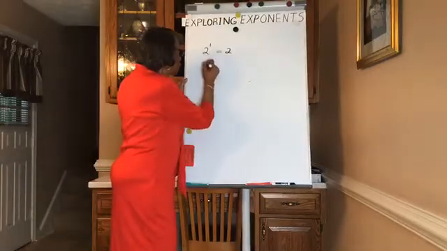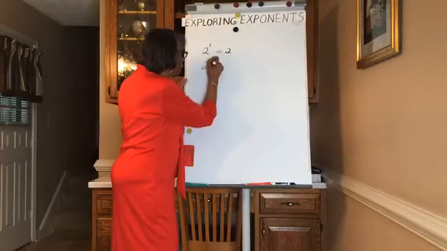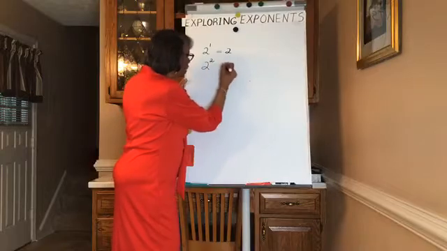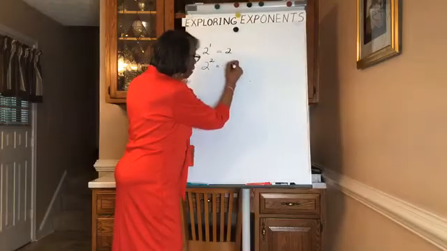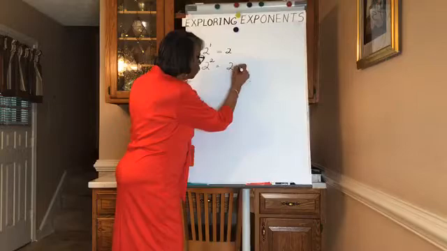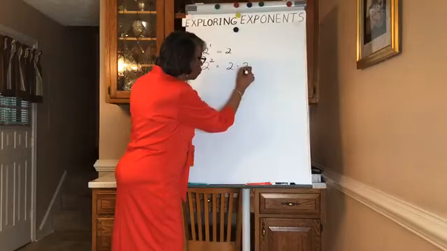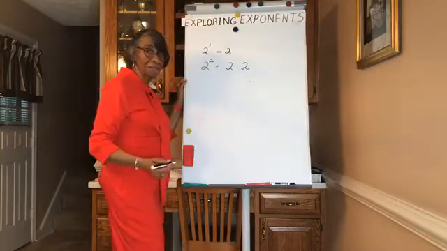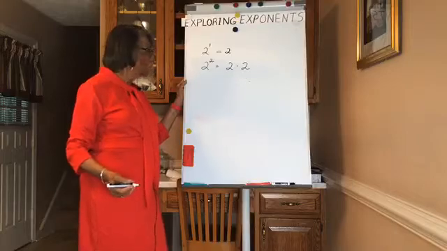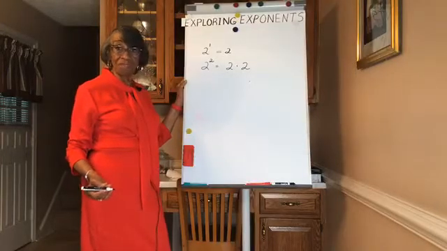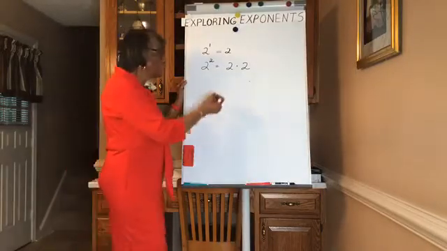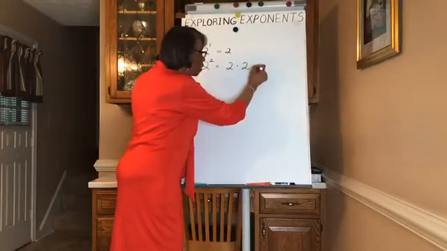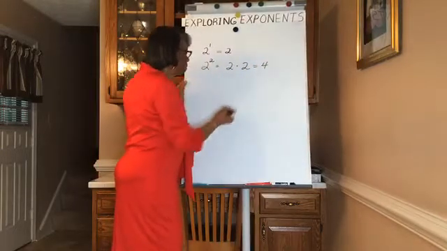All right, 2 to the second power. So that means that I'm going to have 2 2's. 2 times 2. The little dot is the times sign. So what is the value of 2 to the second power? And of course, we know 2 times 2 is 4.